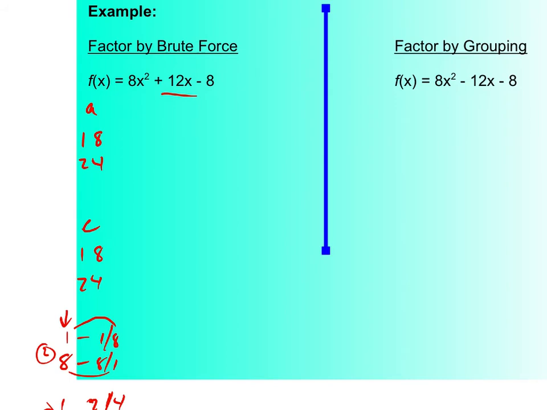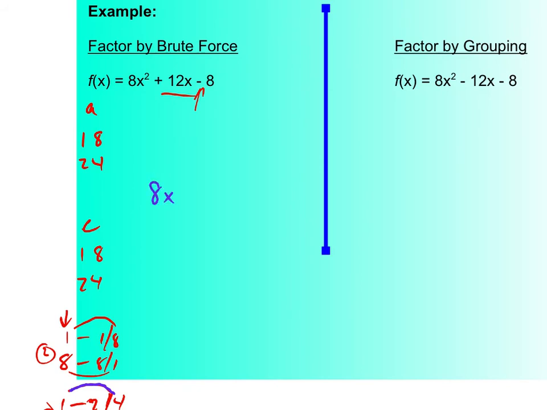But again, it's the difference that we need here, since this is a negative 8 for the C. So we need something that has a difference of 12. Let's see, 2 and 32, nope. 4 and 16. 4 and 16 has a difference of 12. So if we look at this, 4 and 16, we could write this.